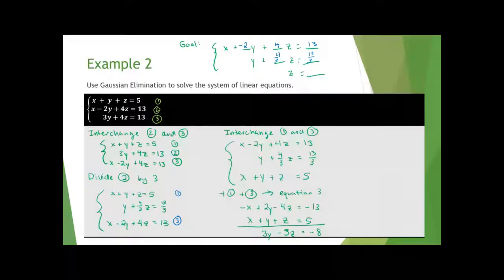So now this gives me a new system. This is going to be my new equation 3. So I have x minus 2y plus 4z equals 13. I'm waiting for my writing to eventually show up. And then my second row is y plus 4 thirds z equals 13 thirds. And then I have 3y minus 3z equals negative 8.